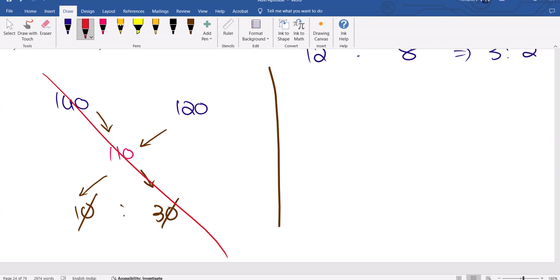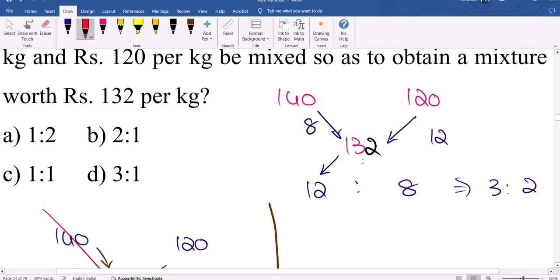Here, is this question possible, sir? Yes, 132 is between 120 and 140. The mixing must be between that. Okay, that's the basic criterion. Here the answer is 3 is to 2. I changed the value to 132, right? So then we got the answer 3 is to 2.